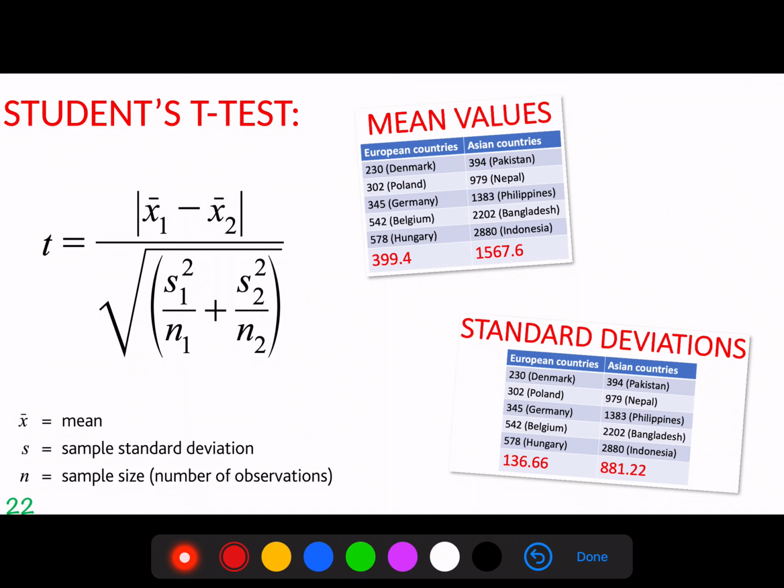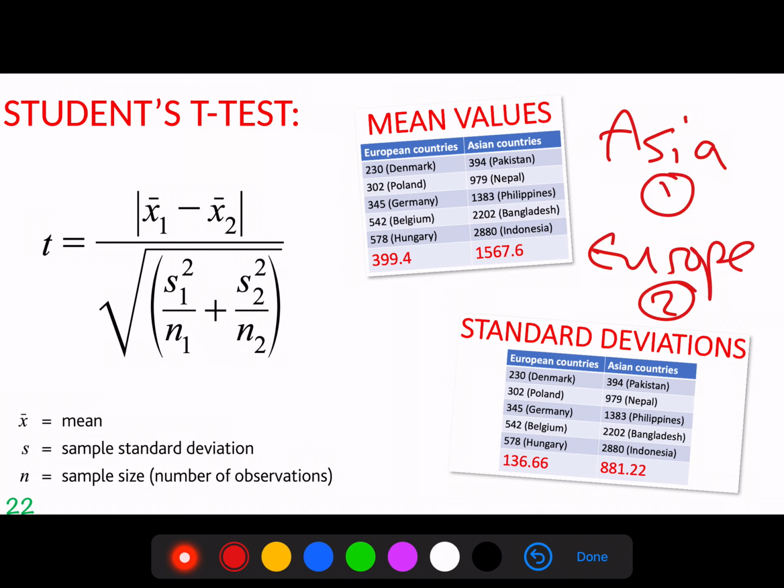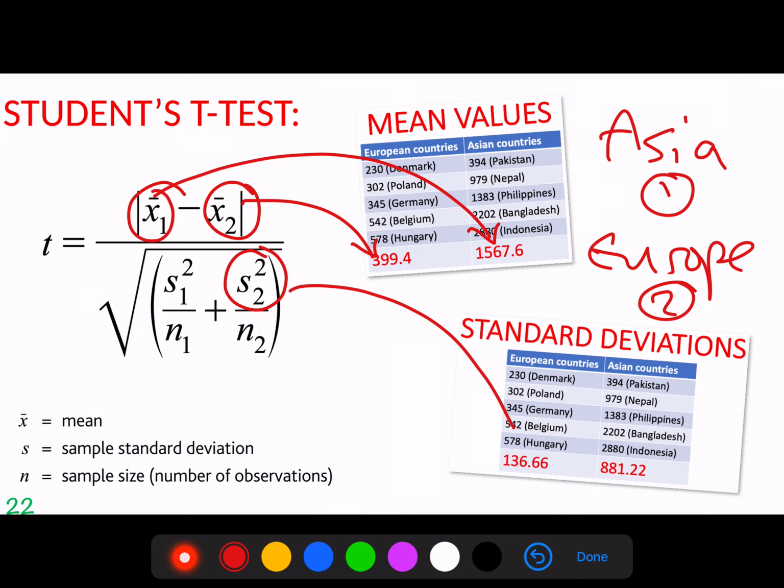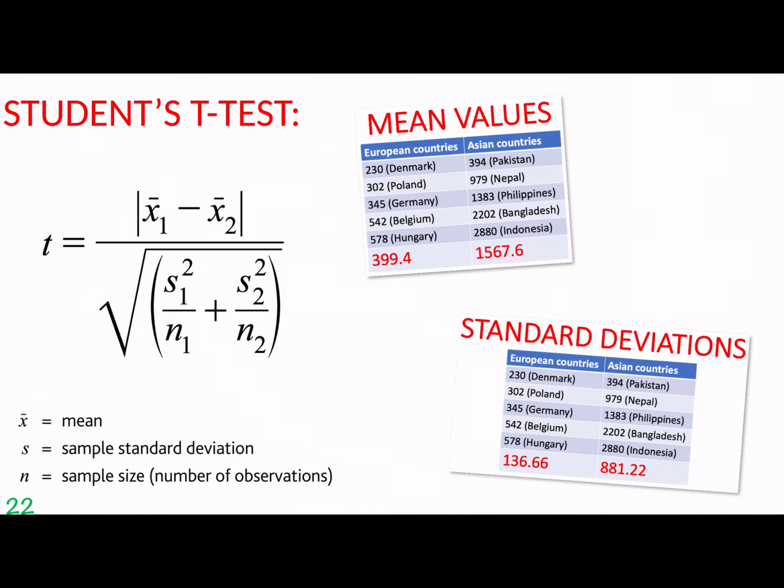It doesn't actually matter which way you put them round, but I'm going to assume that Asia relates to 1 and Europe relates to 2. So the European mean will be x bar 2, the Asian mean will be x bar 1, the European standard deviation will be S2, and standard deviation 1 is going to be the Asian countries, yeah? I've just made that sound far more complicated than it is, but you can work that out, I'm sure. Plug all those numbers in, and let's try that together.